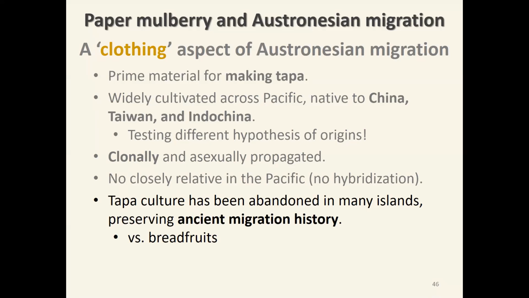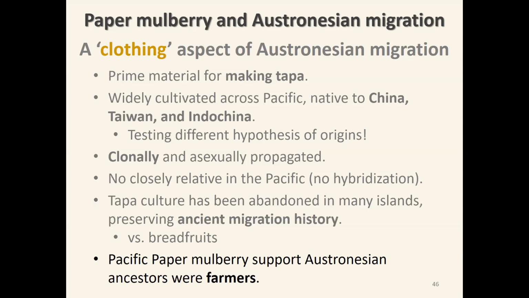Also, because tapa culture has been abandoned or has become only culturally important, this likely preserves ancient migration history. This compares with other crops such as breadfruit, which is still a very important food crop. Because they are important, they were still traded, imported, and exported, so it becomes less likely to preserve an ancient migration signature. And because paper mulberry was cultivated in the Pacific islands, it is a crop in the Pacific. If we can study this tree, we can show that the Austronesians were actually farmers, because only a farmer will bother to maintain this tree species.